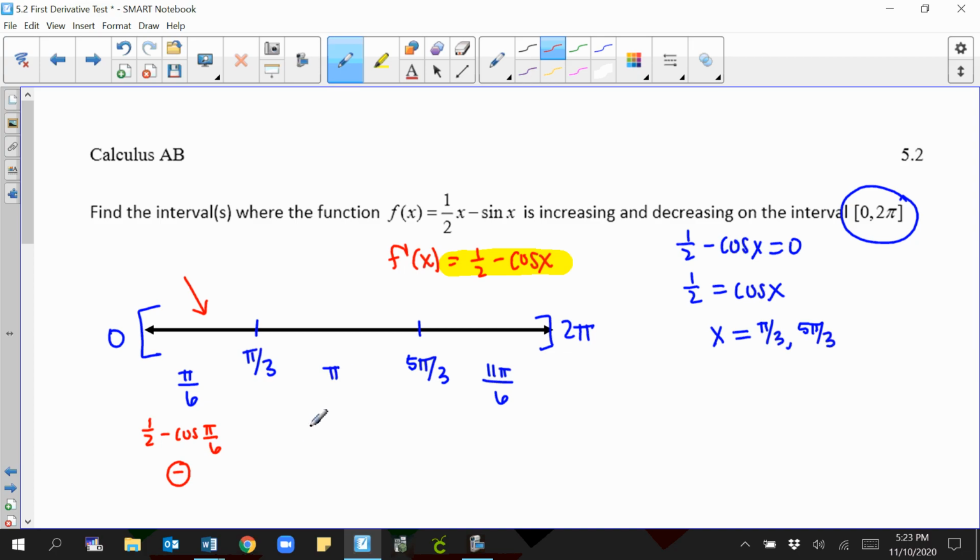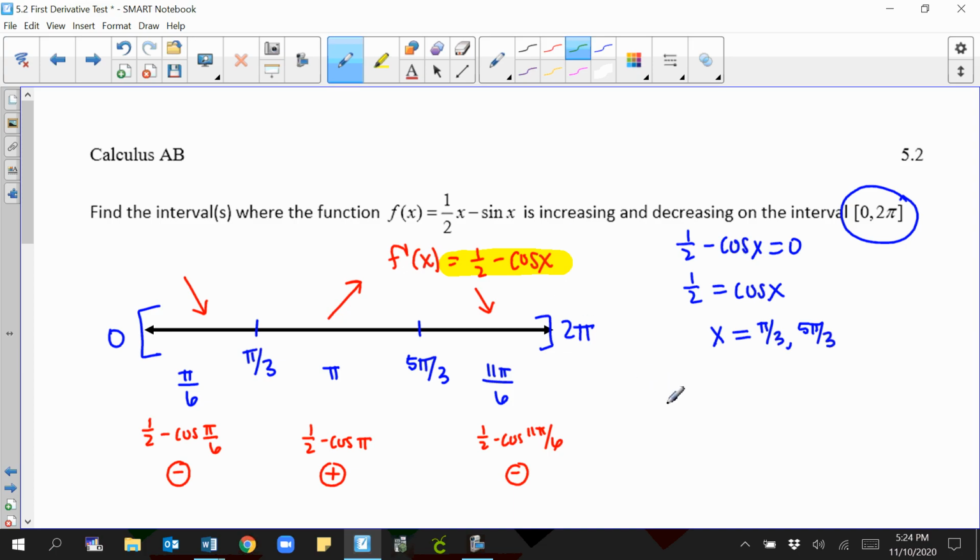Okay, if I look at pi, I'm going to have 1/2 minus the cosine of pi. Well, my cosine for pi is -1, so 1/2 minus a -1 is going to give me a positive number, so we're going to be increasing here. And 11 pi over 6, so 1/2 minus the cosine of 11 pi over 6. The cosine is square root of 3 over 2, which was the same as our pi over 6, so that's also going to be negative, so we're going to be decreasing here.